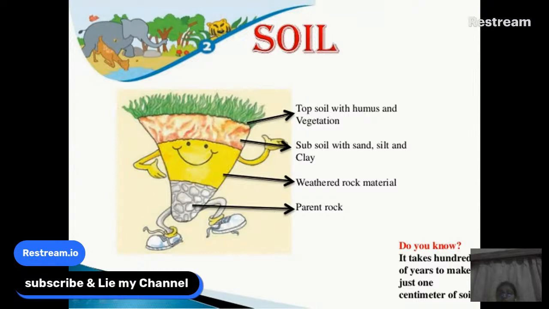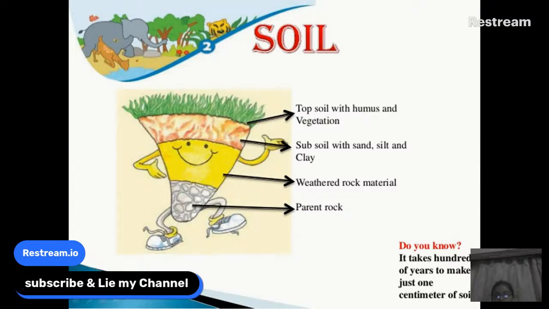You also need to know that we think soil formation happens quickly, right? But no, this is wrong. It takes hundreds of years to make just 1 centimeter of soil. Can you believe it? Just 1 centimeter, which is very important.